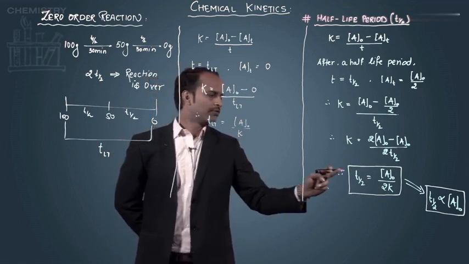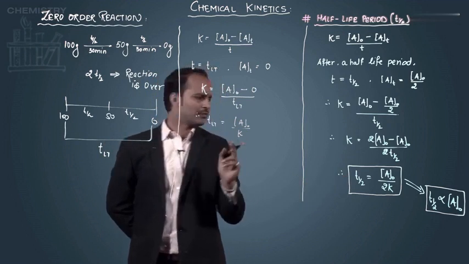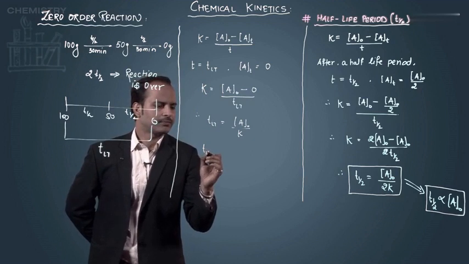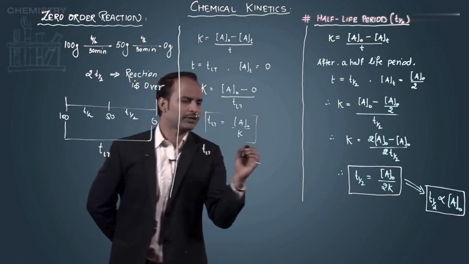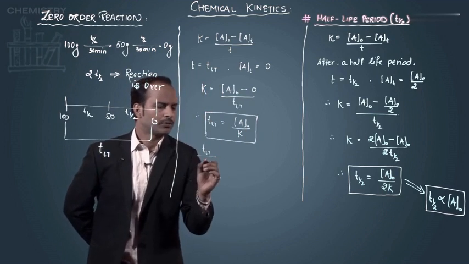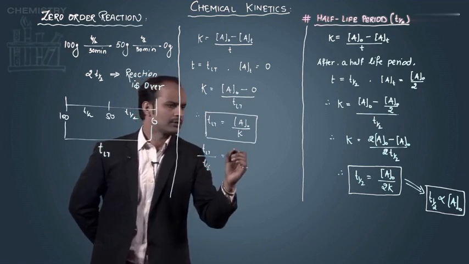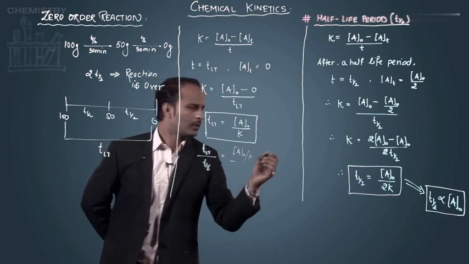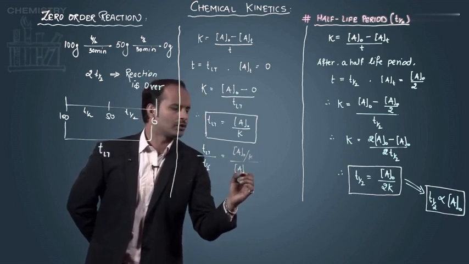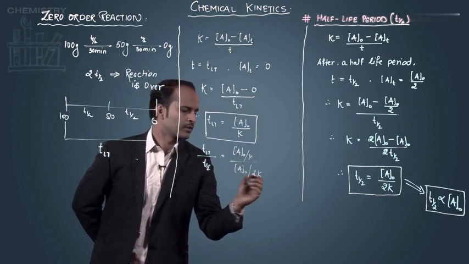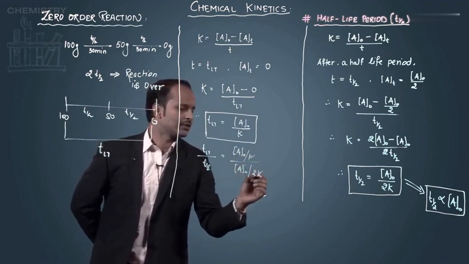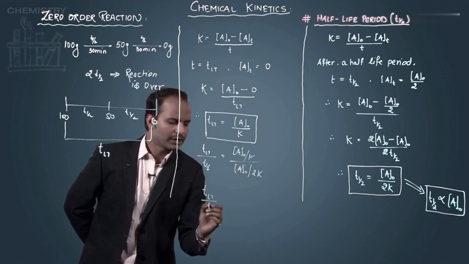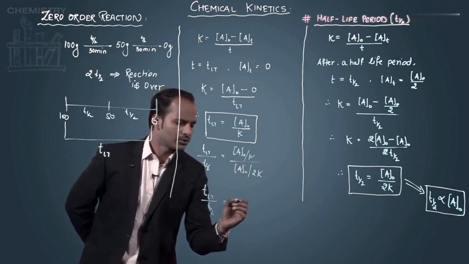We have T half and we have this lifetime. Let us divide both. So I can say lifetime, this is the formula for the lifetime of the zero order reaction, upon T half is equal to, for lifetime it is A0 upon K, upon half-life period is A0 upon 2K. A0 will get cancelled, K will get cancelled. This is 1 upon 2. That means I can say lifetime upon T half is equal to 2.